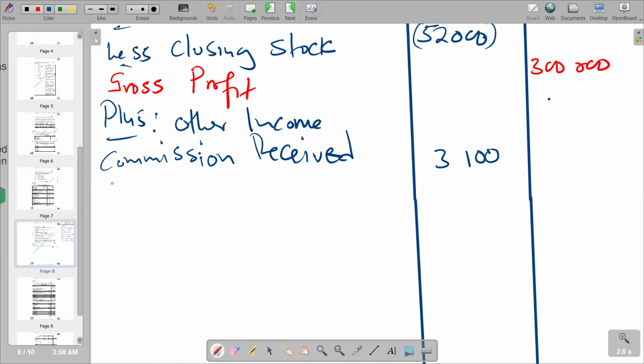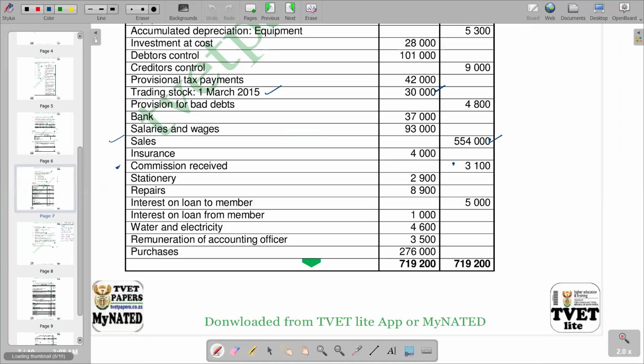Then go again to the list of balances to check other income that we have after commission received. We have interest on loan to member. Interest on loan to member is an income again. And here we are told that it's 5,000, but 5,000 is the amount that was received. It shows the total amount received, but the amount that we want is the amount for the period.